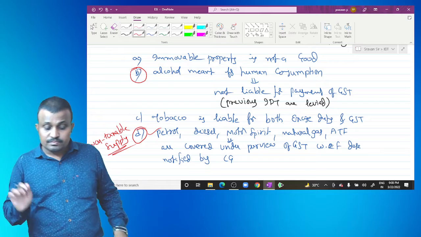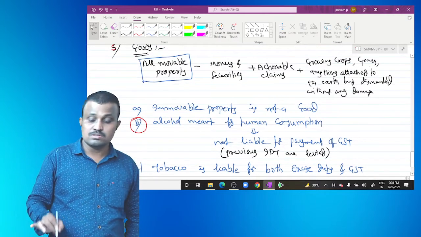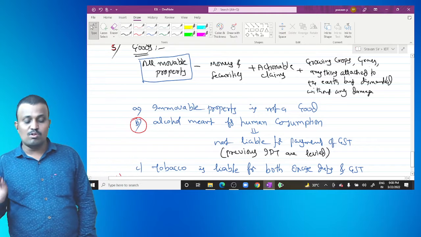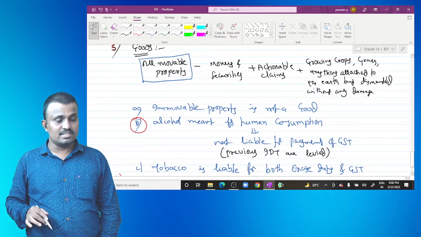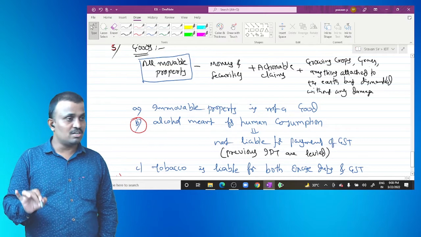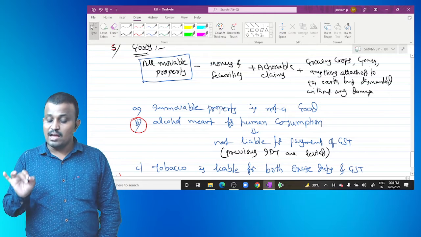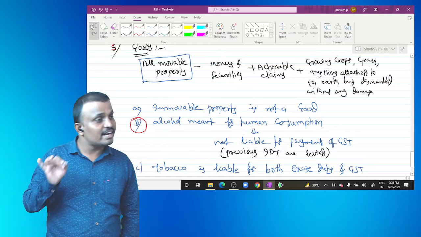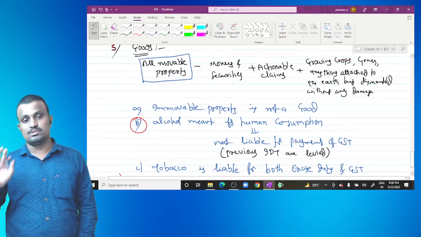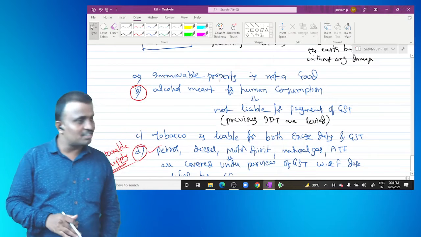At present. So this is about the definition of what? Good. So goods include what? All movable property except money and securities, including actionable claims and growing crops, grass, and anything attached to the earth but which can be dismantled without any damage. So here immovable property is excluded from the definition of the good.